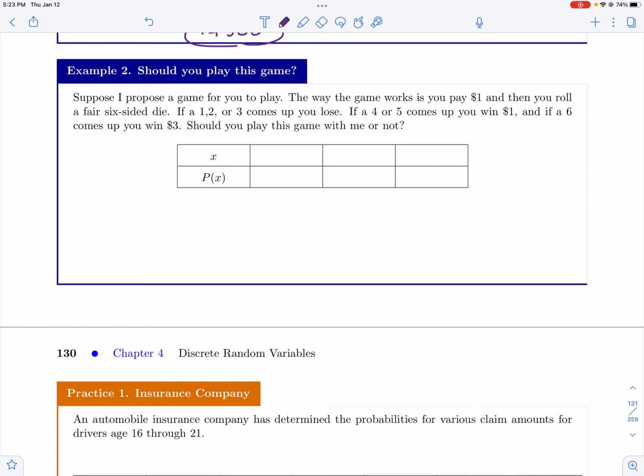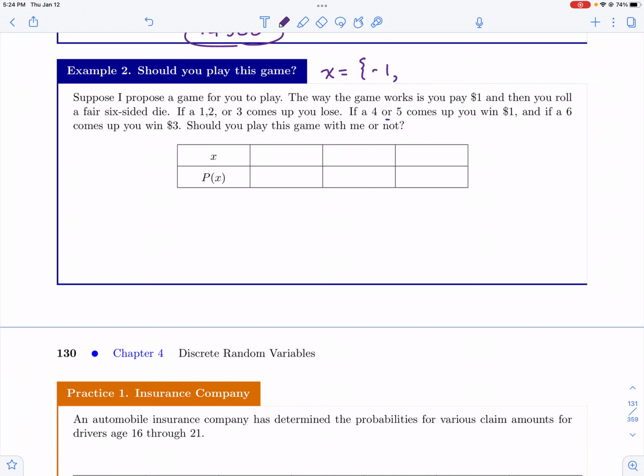With this one, the x's that we're looking at are our net loss or net gain from this game. So it has nothing to do with the die rolls. That's actually going to come in for our probabilities. In this case, our little x is going to be, in the first case, if we roll a 1, 2, or 3, we lose the $1 that we had given them. So in this case, we're at a -1.